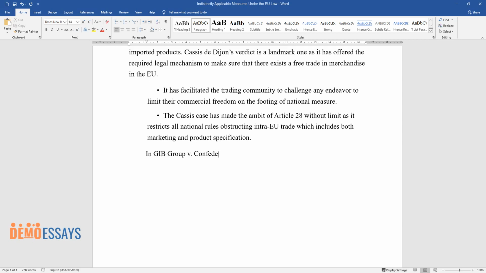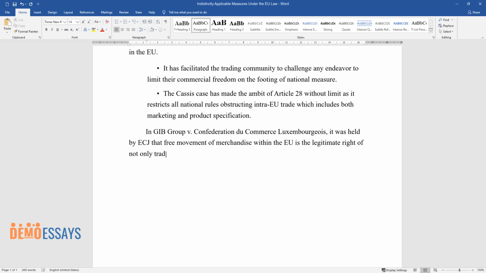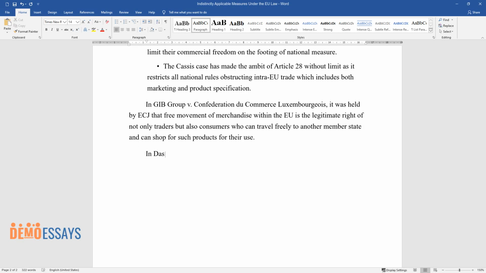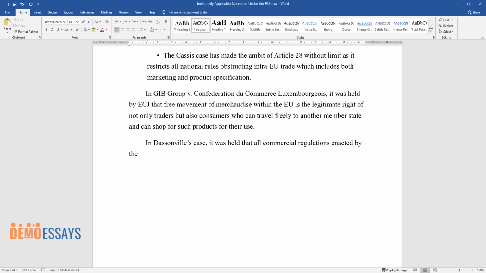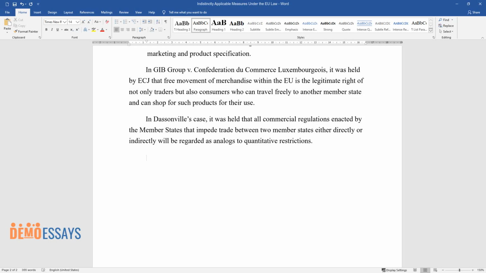In GIB Group versus Confédération du Commerce Luxembourgeois, it was held by the ECJ that free movement of merchandise within the EU is the legitimate right of not only traders but also consumers who can travel freely to another member state and can shop for such products for their use. In Dassenville's case, it was held that all commercial regulations enacted by the member states that impede trade between two member states either directly or indirectly will be regarded as analogues to quantitative restrictions.